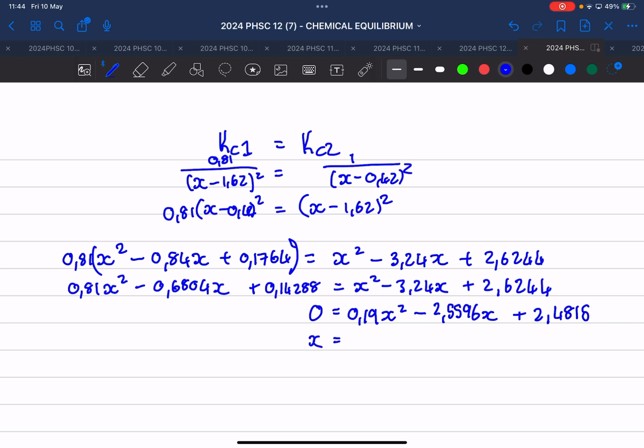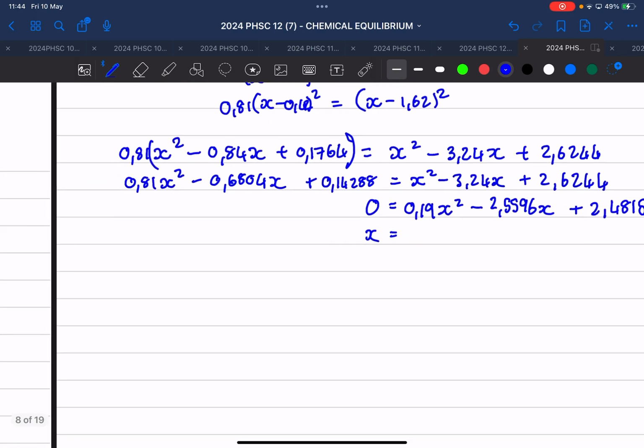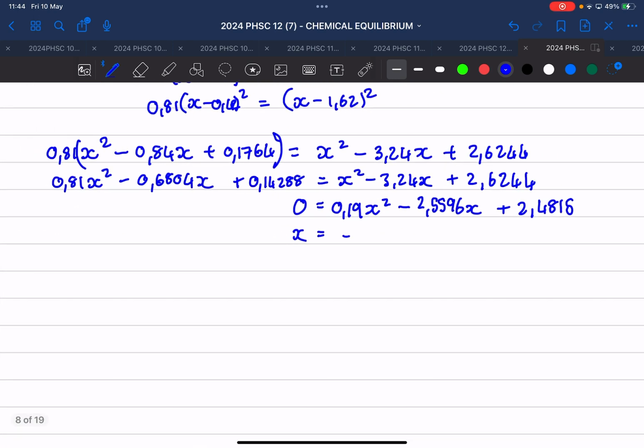COVID kids. Yes, indeed. Okay, so what's the quadratic formula? It's negative b plus minus the square root of b squared minus 4ac, over 2a.